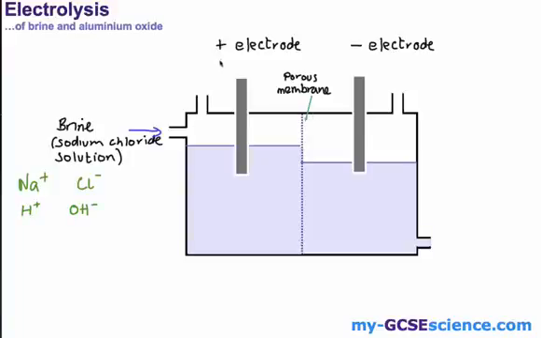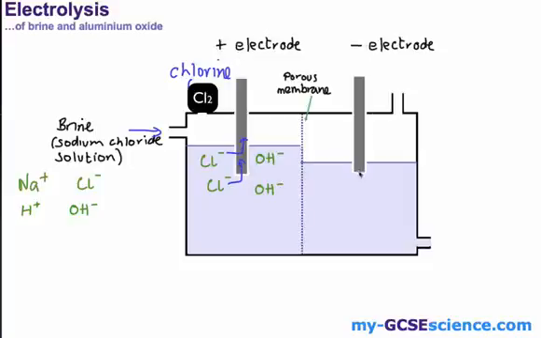So let's start off by looking at the positive electrode. The positive electrode will attract the negative ions, so we will have chloride ions that are attracted, but we also have hydroxide ions. But the way things are, it's easier to remove that electron from the chloride than it is from the hydroxide. So the electrons are removed, and what we end up with is chlorine gas. And that is a very useful product, and we'll talk about its uses in a moment. So that's what's happening at the positive electrode.